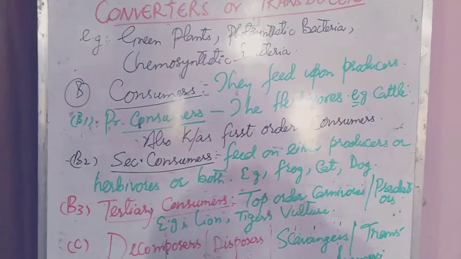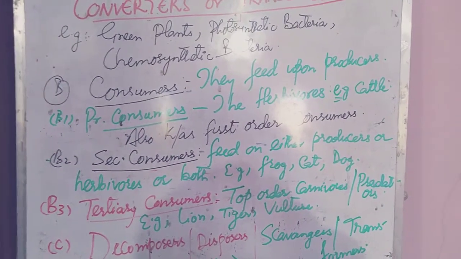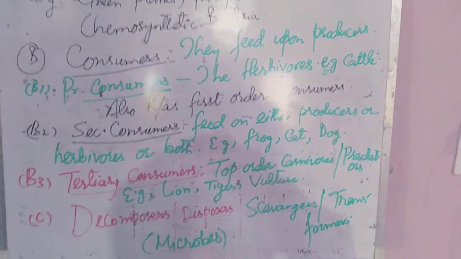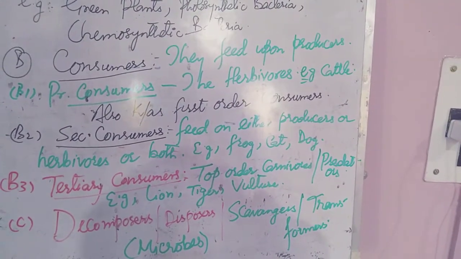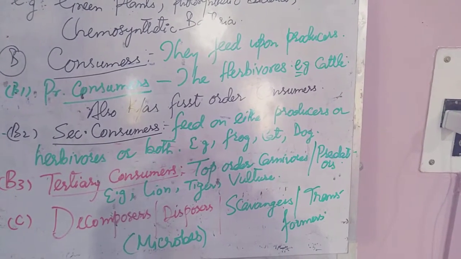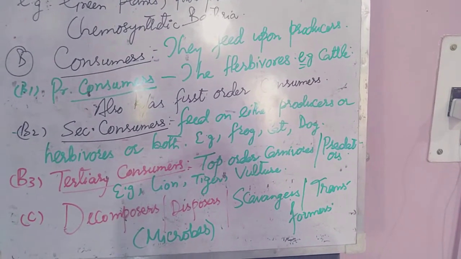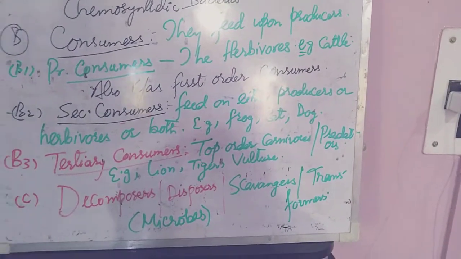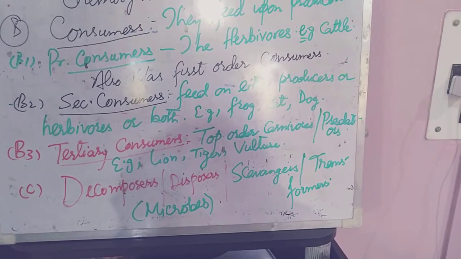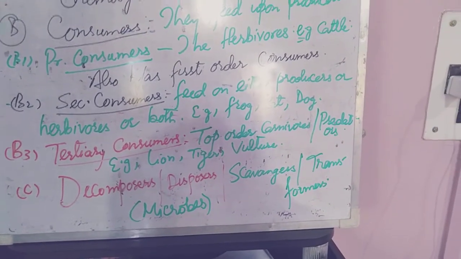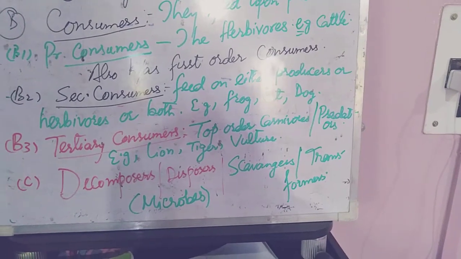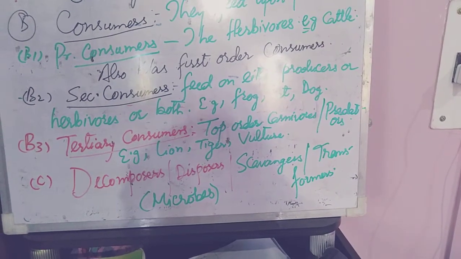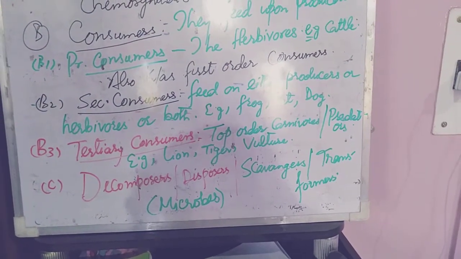Then there are secondary consumers. These feed on either producers or on the primary consumers or the herbivores. तो सेकेंडरी कंज्यूमर्स में वो एनिमल्स आएंगे जो या तो डायरेक्टली फीड करते हैं हर्बीवोर्स पर या तो प्रोड्यूसर्स पर फीड करते हैं. For example frog, cat, dog. Then tertiary consumers, these are the top order consumers. सबसे टॉप ऑर्डर के कंज्यूमर्स हैं ये. They are also known as predators. Examples are lion, tiger and vulture. After producers, consumers are of three types: primary, secondary and tertiary.